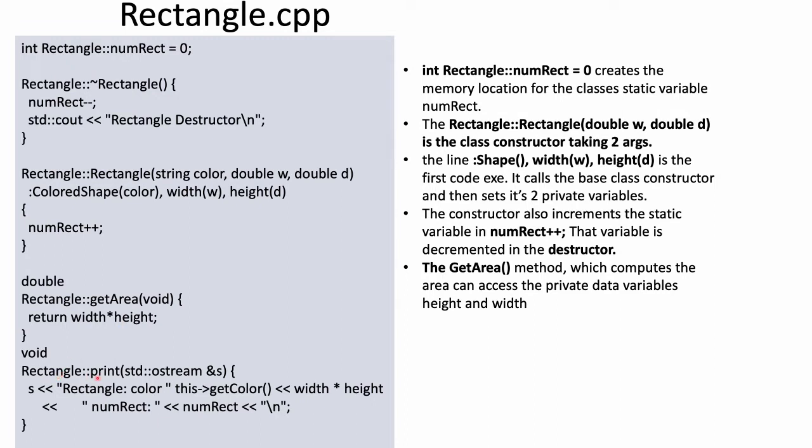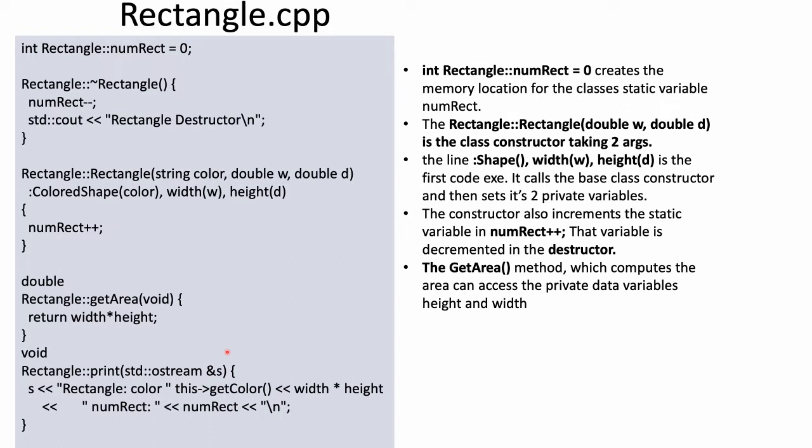And also we have this print method. The print method is printing out that this is a rectangle, and its color. The color it's getting from itself, this.getColor. This.getColor will find the getColor method in the parent class. I'm actually missing here two angle brackets. They're in the source code. And then we're just outputting the area, width times height. And we're also outputting the number of rectangles.